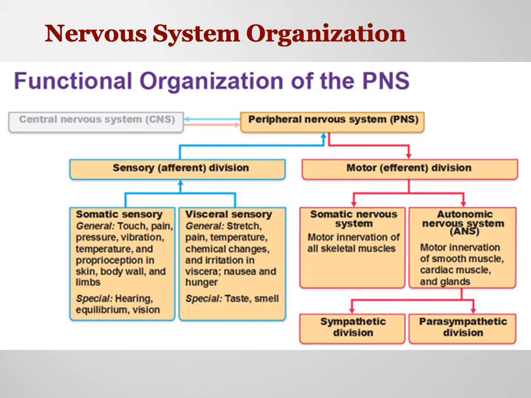And then on the motor side, again, somatic is going to skeletal muscles, autonomic is going to smooth muscle, it's going to heart muscle, it's going to internal organs, and there are two different divisions. One to get you ready for the crisis, the other one to recover after the crisis is over.